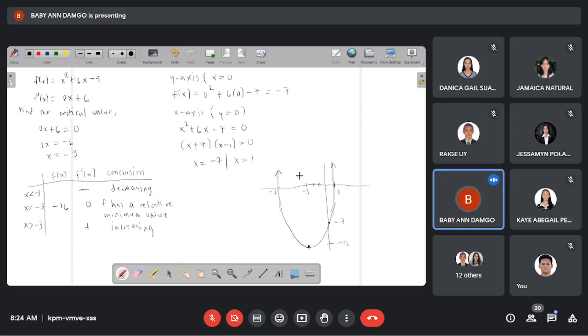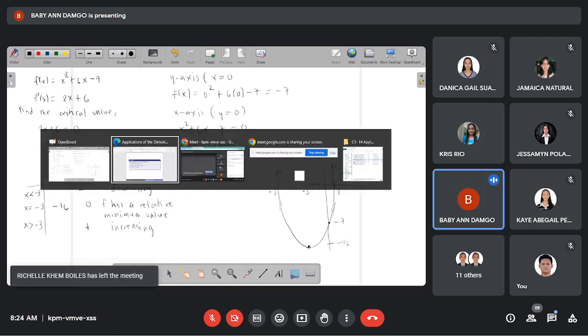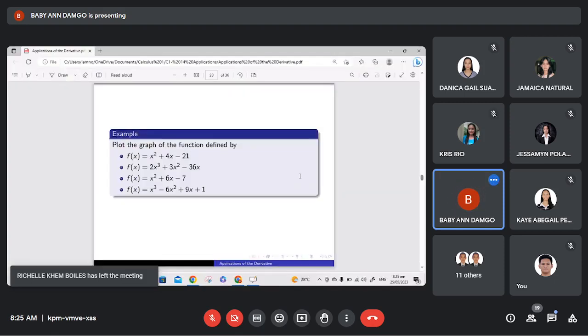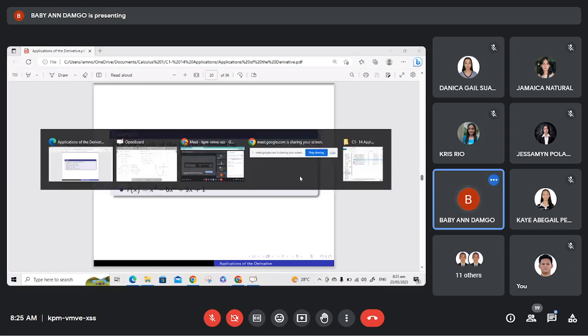Okay, so please go full screen. Done? Okay. So, another practice. I will give you 10 minutes to plot the function x cubed minus 6x squared plus 9x plus 1. Okay, so time check. It's 8:25. We will come back at 8:35.